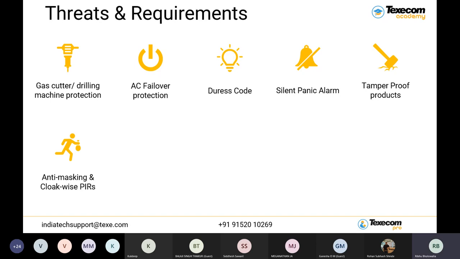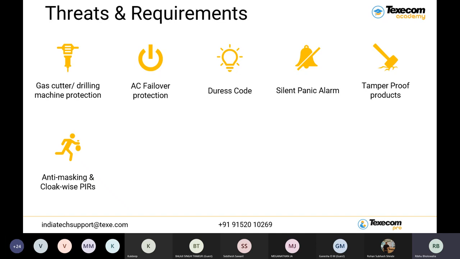Anti-masking PIR. So what do you mean by anti-masking PIR? PIR motion detectors we generally mount in the ATM machine area or in the common area in the banks. And the third and the most important one is in the locker area, right? And you all know that robbery happens from the insider.